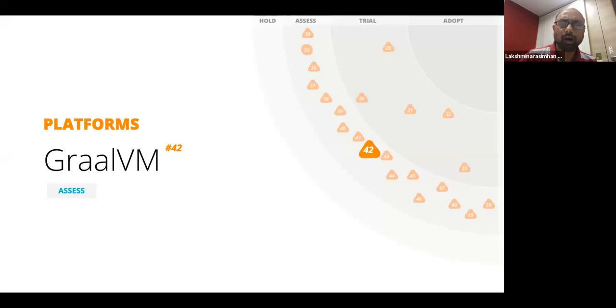So how is it different from OpenJDK or HotSpot? What exactly is GraalVM? Well, GraalVM has a few different parts to it. It has the GraalVM compiler, which is a JIT compiler. It has something called the Truffle framework. It's got something called the native image, and it's got an LLVM interpreter.